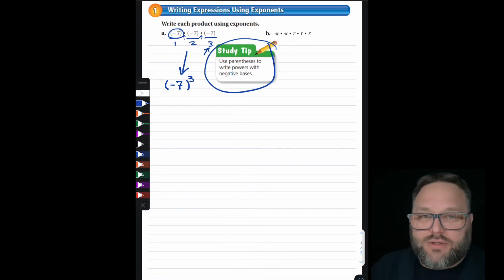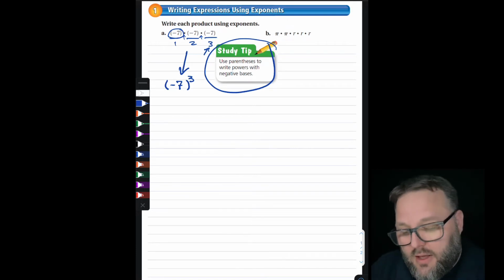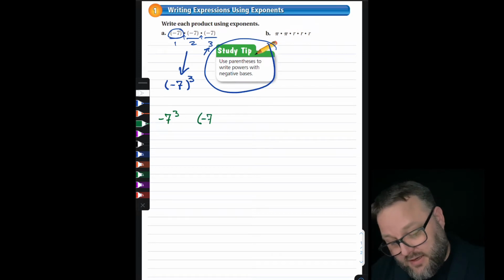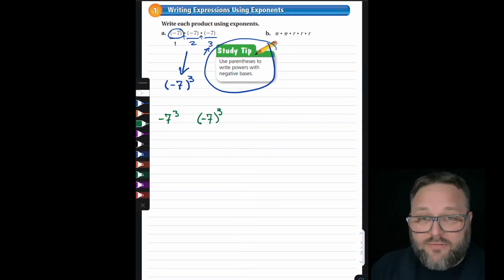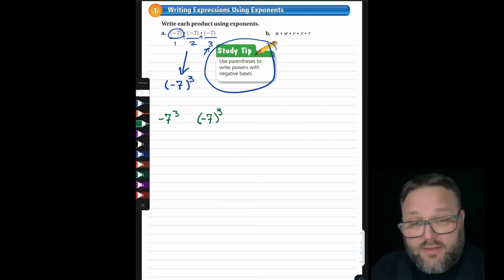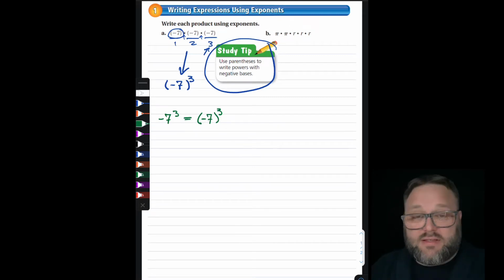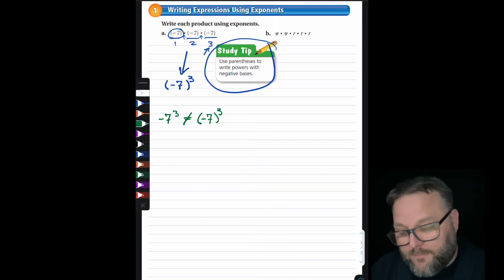But here's some understanding that I want us to be able to do. There is a complete difference between -7 to the third and quantity -7 in quantity to the third. Now, that's a very formal way of saying it. There's other ways to say it, but that's how we're doing this. These are not the same thing.